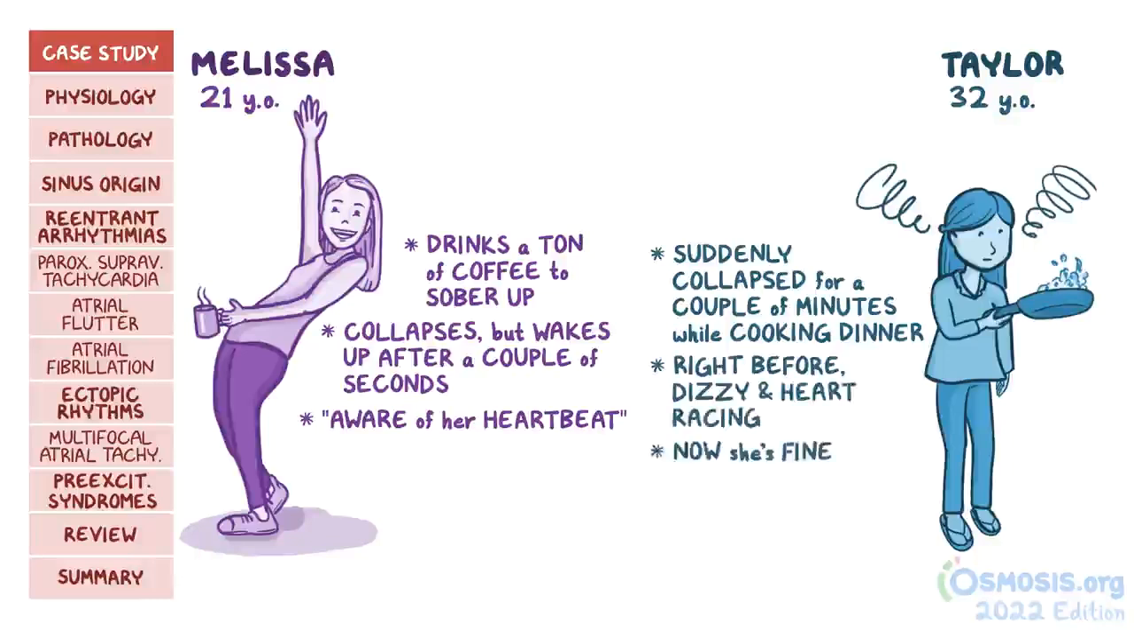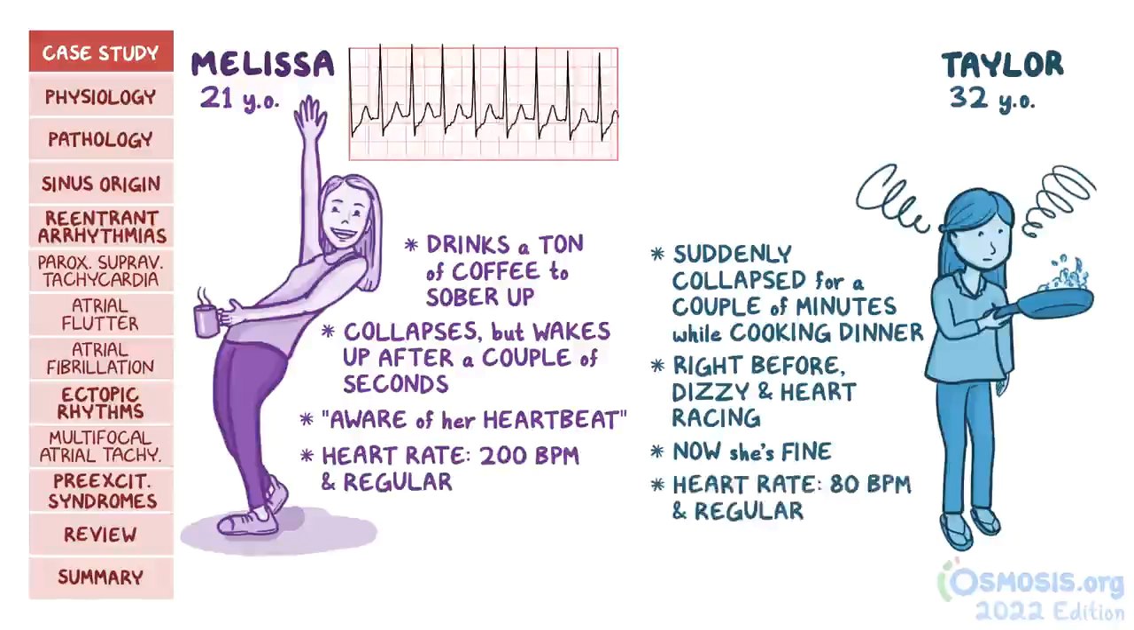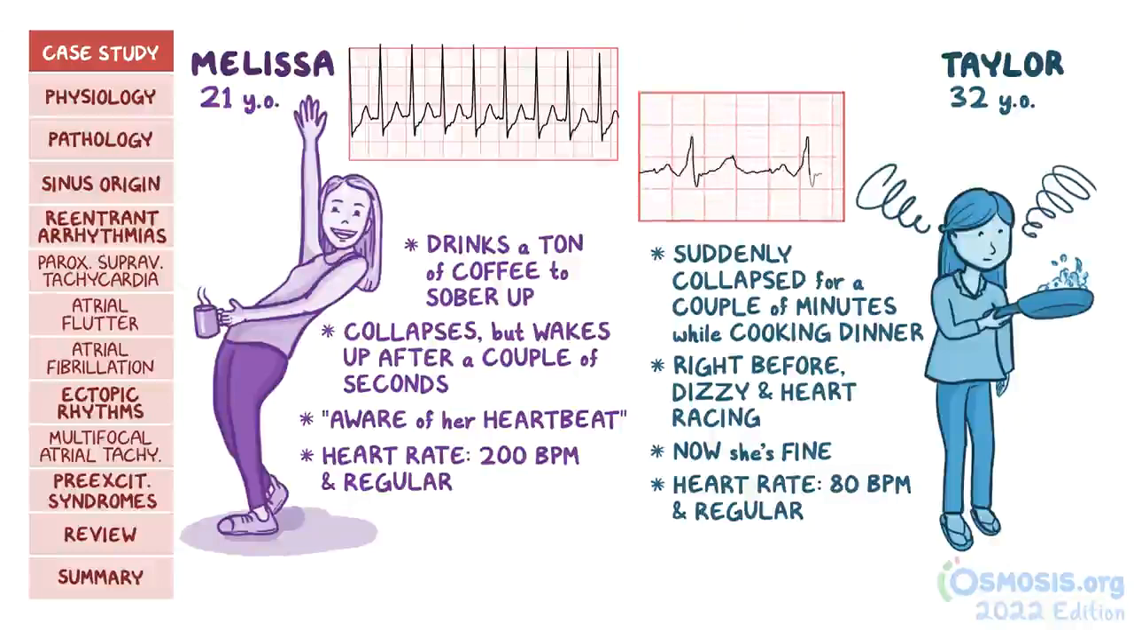They're both placed on different monitors. Melissa's heart rate is 200 beats per minute and regular, and this is Melissa's ECG. On the other hand, Taylor's heart rate is 80 beats per minute and regular, so everything seems fine. However, her ECG shows this.